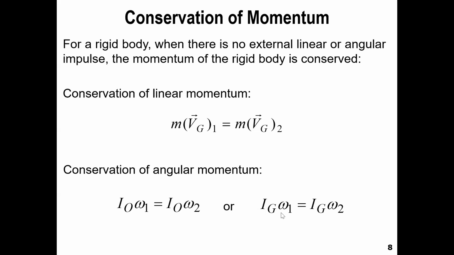Now for this velocity, usually mass for a rigid body is constant, so if there's no external linear impulse, your final velocity is going to be the same. For angular momentum, you may have a system whose I will change. If the I changes and there's no external moment, omega has to change accordingly. So the omega times I will be constant.